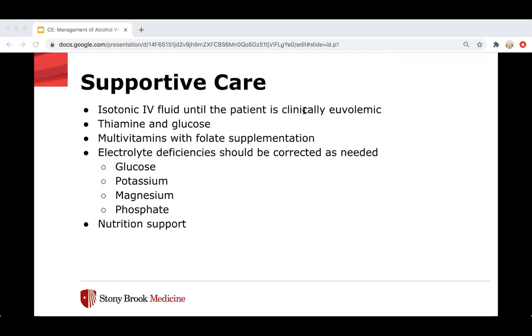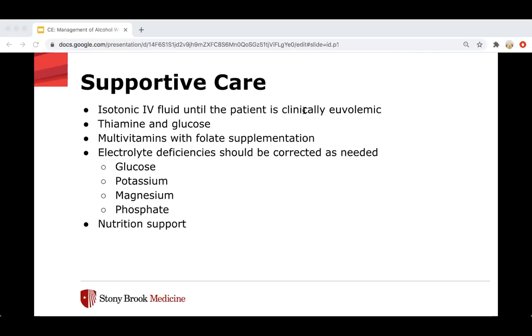So lastly, for treatment, we have supportive care. On top of the benzodiazepines for the psychomotor agitation, we want to also give isotonic IV fluid until the patient is clinically euvolemic. Like I mentioned before, a lot of these patients are hypovolemic when they are first admitted into the hospital. Then a lot of treatment is IV at first when these patients come in because their GI absorption is usually impaired if they chronically abuse alcohol, and they're often kept NPO to prevent aspiration when they first come in.